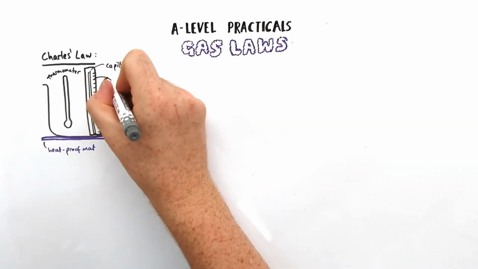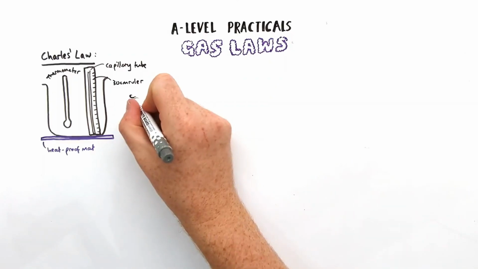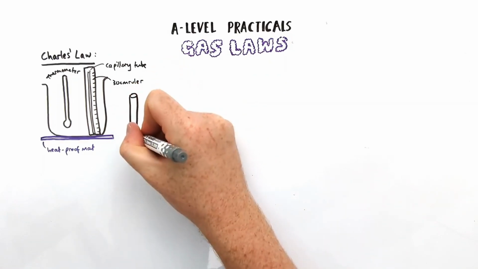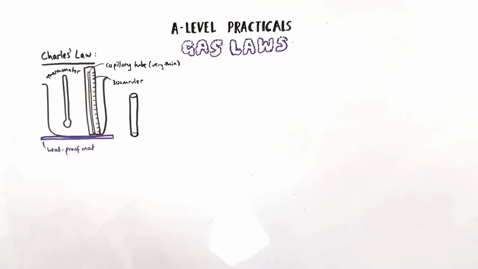Part 2 of the gas laws practical is about Charles's law. So you'd like to have a setup that looks similar to this, where you've got a big beaker, a thermometer, and a ruler with something called a capillary tube attached to it. We'll talk about that more in a second.